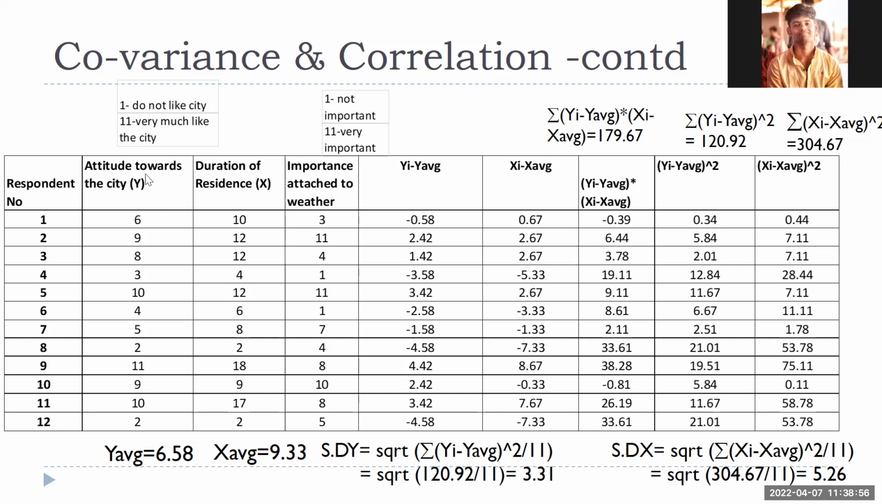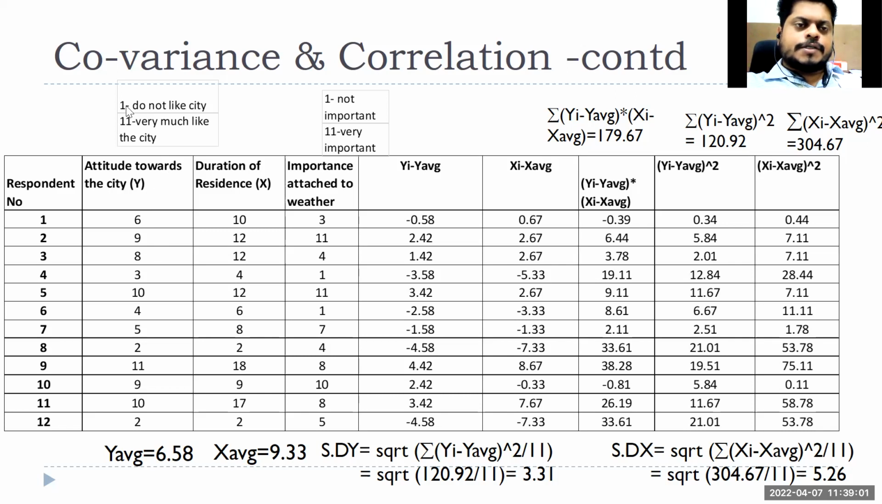So let's say I have carried out a survey of finding out attitudes towards a city, right? On a scale of 1 to 11, if a person is rating it as 11, that person is very fond of that city. 1 is do not like that city at all, right? I have another variable, another two variables actually, but in this model I'm going to use only one dependent and one independent variable. The other variable which I have considered is duration of residence, so how many years that person has stayed in that city, right?